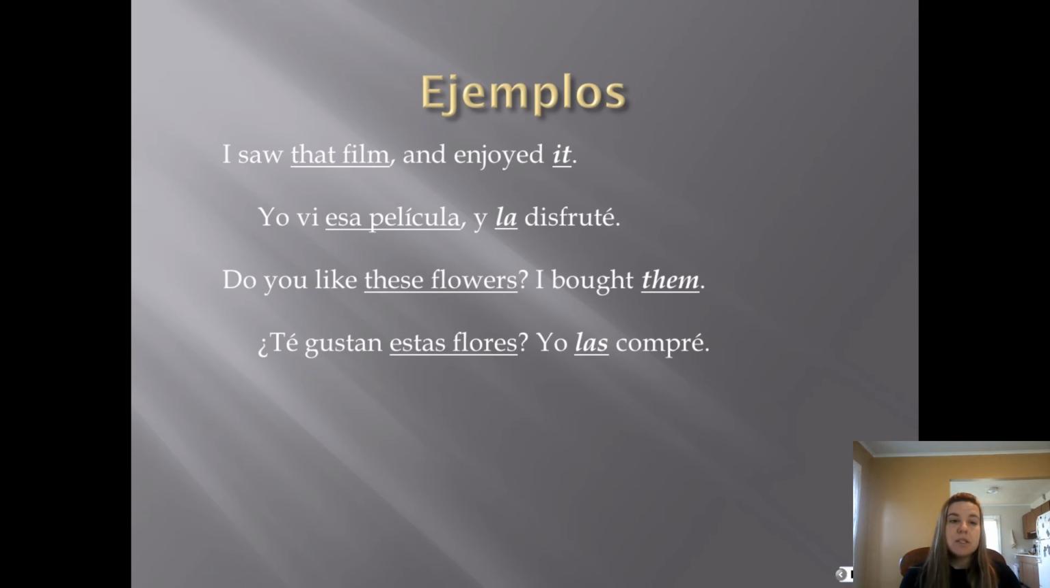Here are some examples. I saw that film and enjoyed it. Yo vi esa película. Película is feminine and singular. Y la disfruté and enjoyed it. Do you like these flowers? I bought them. ¿Te gustan estas flores? Flores being the answer to what? What do you like? These flowers. Flowers is feminine and plural. So yo las compré.